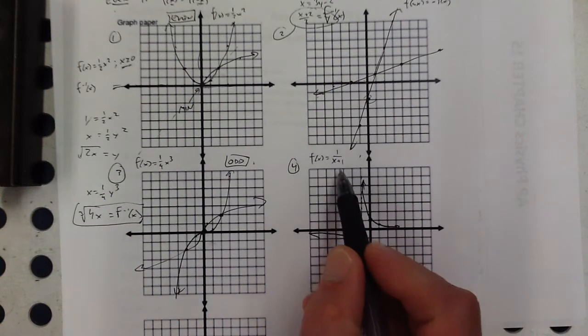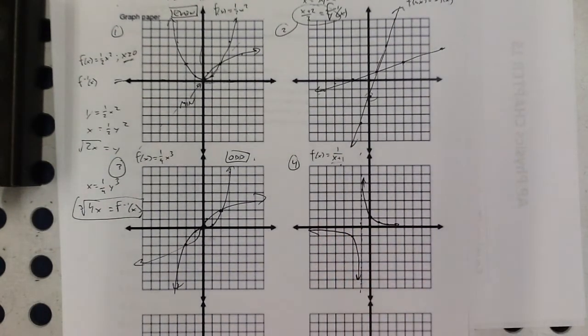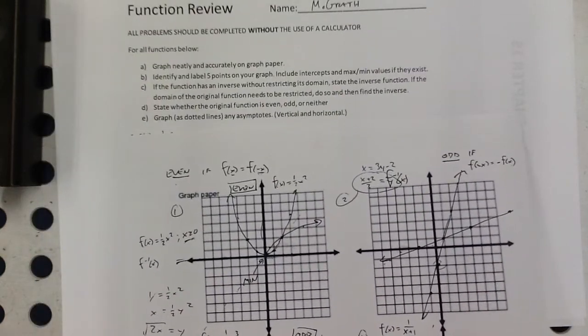So this is the function 1 over x, just shifted over, right? Shifted over 1 to the left because of that plus 1. All right, what do we have? We got some points on there. I think we're all set with A and B.